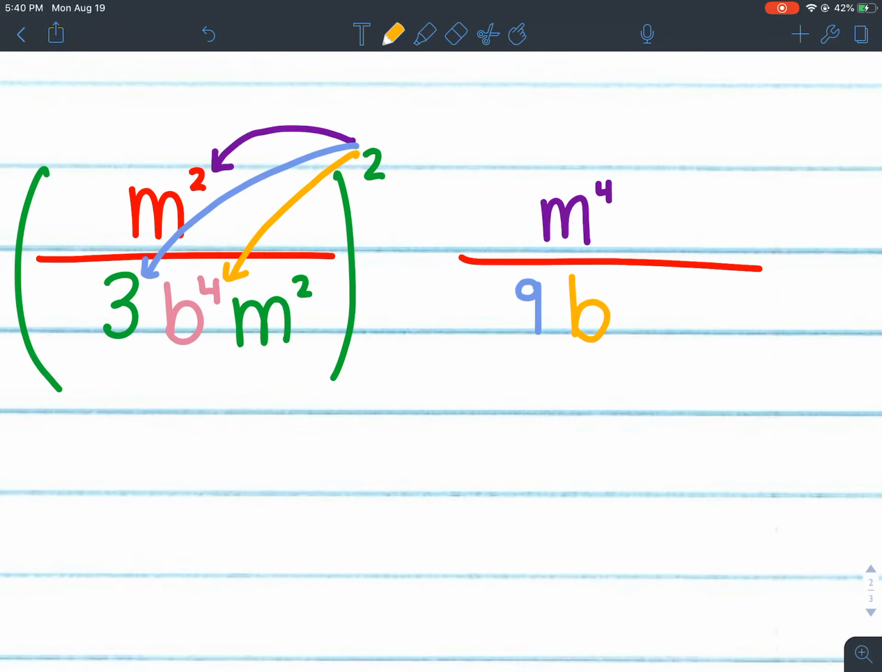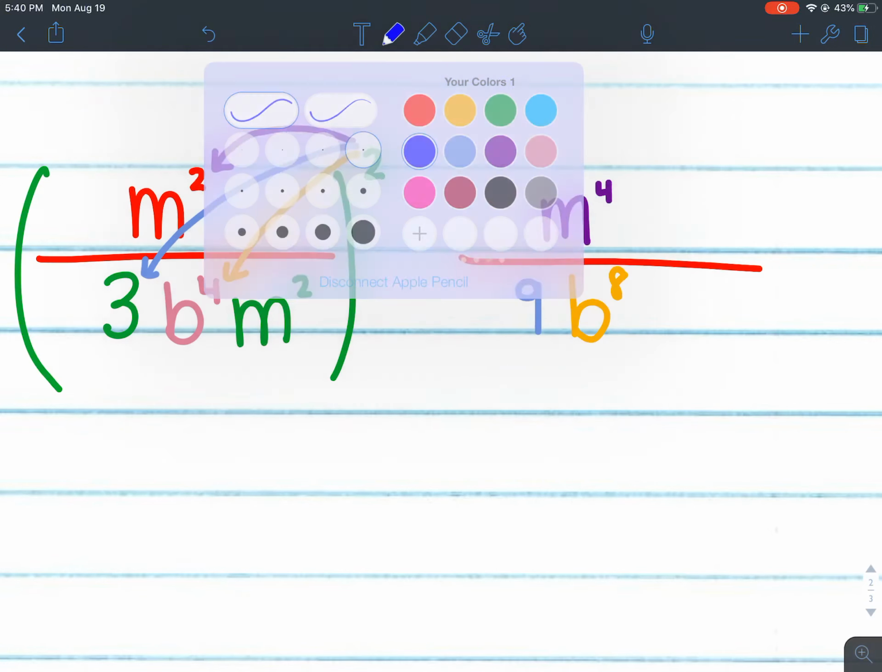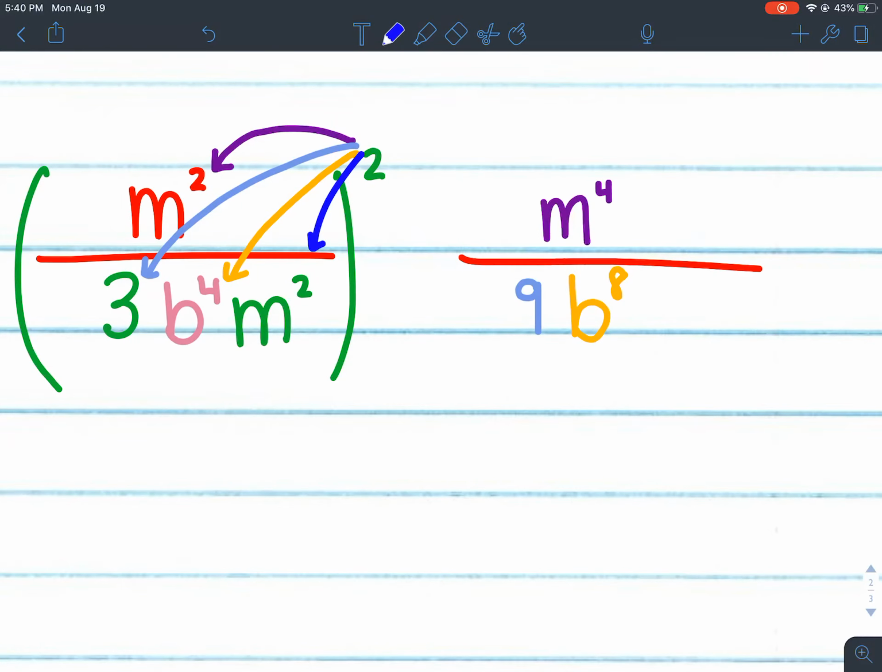Then we have b to the power of 4 times, or up to the power of 2. So we have b to the power of 8. So you multiply those. 4 times 2 is 8. Again, we're using the power property here. And then the last one is going to be m squared to the power of 2. So it's going to be 2 times 2, which is 4.